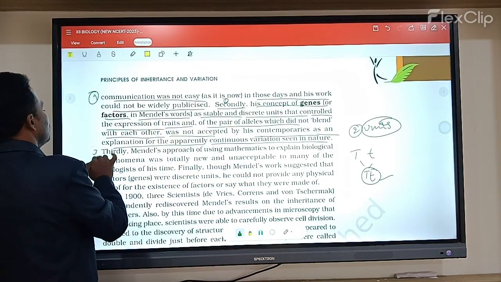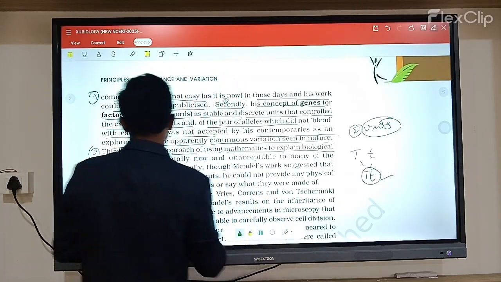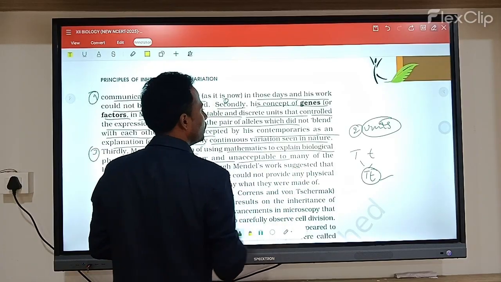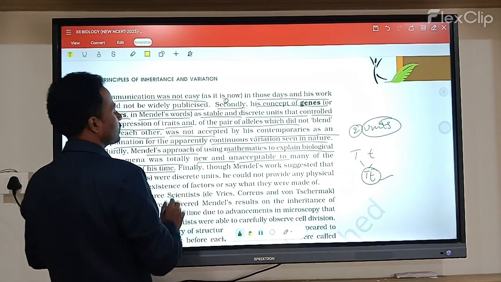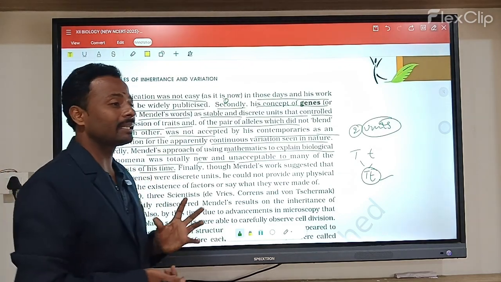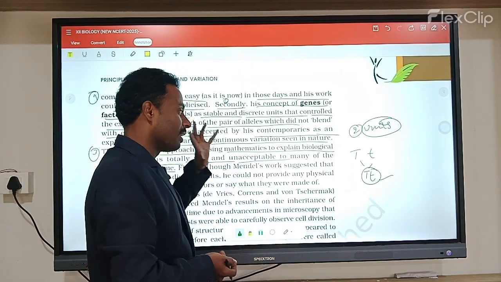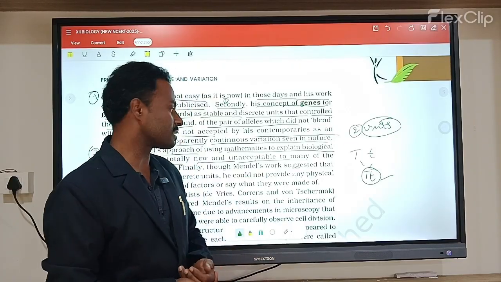Next, the third one. Mendel's approach of using a mathematical explanation for biological phenomena was totally new and unacceptable to many of the biologists of that time. So for the first time, Mendel used mathematical problems and statistical analysis in biology, and other scientists did not accept that.